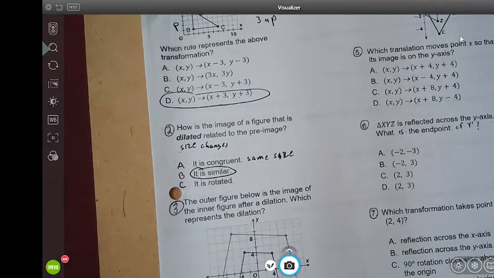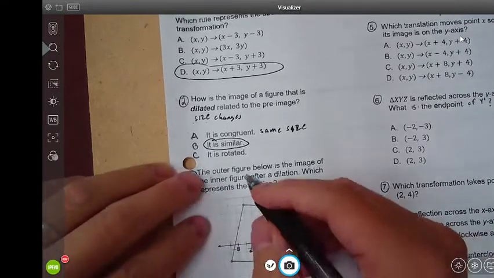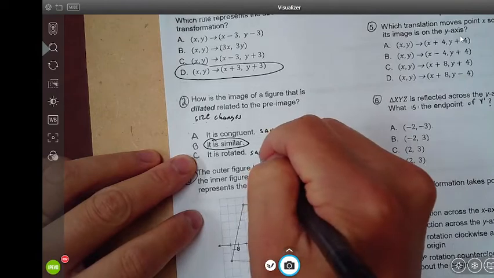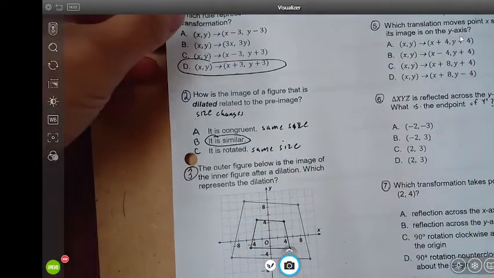And rotated, this also has been rotated. It's still also the same size. All right, number 3.